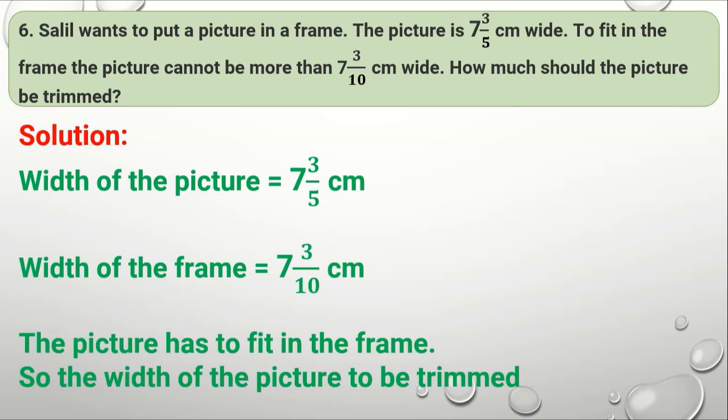Sixth question. Salil wants to put a picture in a frame. The picture is 7 and 3 by 5 centimeter wide. To fit in the frame, the picture cannot be more than 7 and 3 by 10 centimeter wide. How much should the picture be trimmed? So the width of the picture is 7 and 3 by 5 centimeter. The frame is 7 and 3 by 10 centimeter. The picture has to fit in the frame, so the width of the picture has to be trimmed.